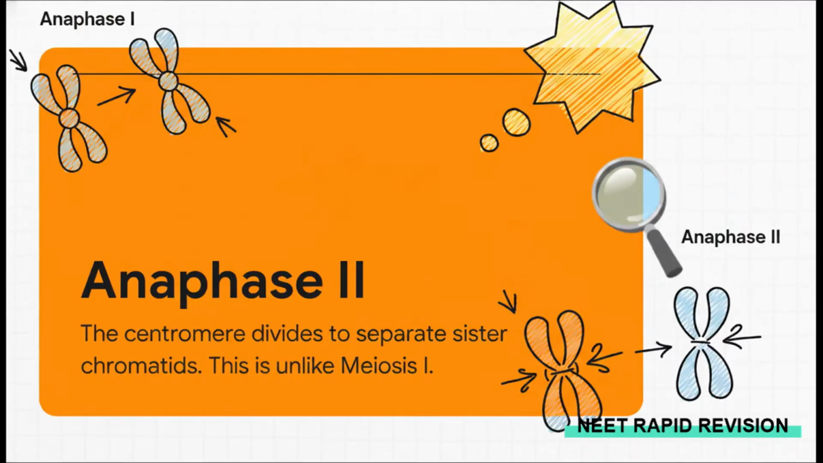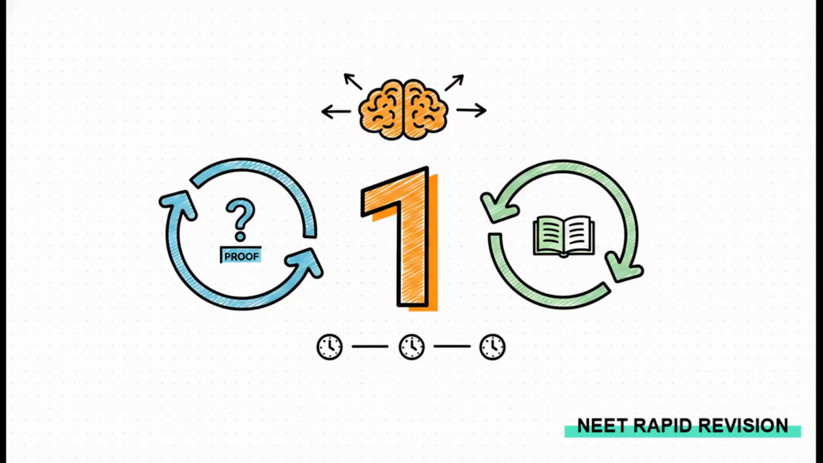And the correct answer is anaphase II. This is a non-negotiable concept you have to master. Just remember, in all of meiosis I, the homologous chromosomes separate, but the centromere stays intact. Meiosis II is basically just like mitosis, and it's in anaphase II that the centromere finally splits to pull the sister chromatids apart.